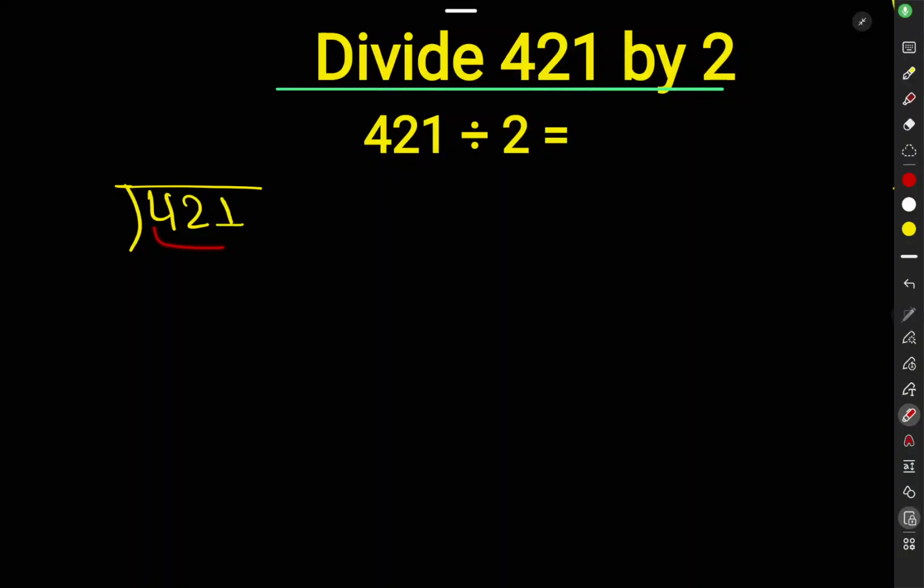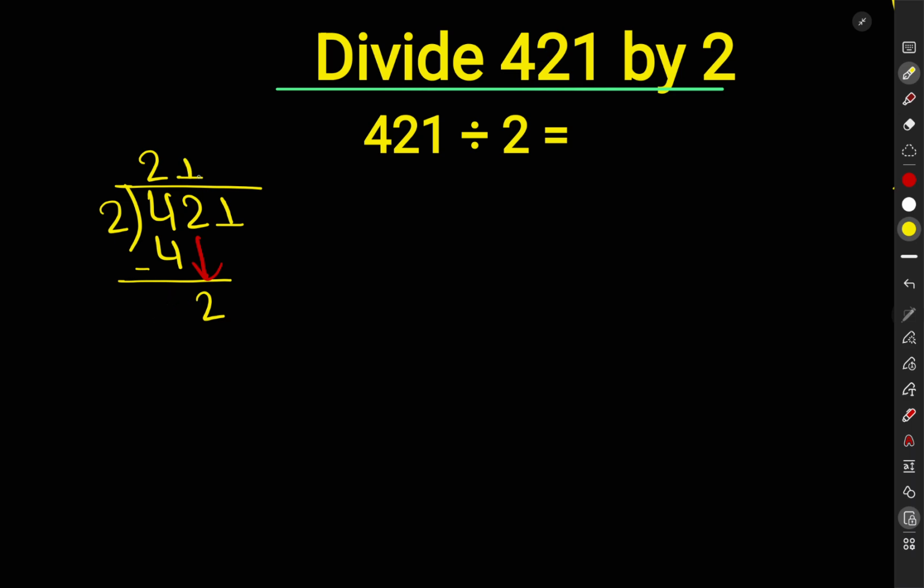Divide 421 by 2 in a long division method. So 2 times 2 means 4. On subtracting we get 0.